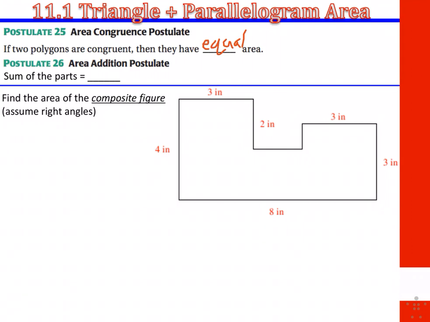And then look at this guy. The blank addition postulate shows up again. It used to be angles. It used to be segments. But basically, even in the case with area, they all boil down to the same thing, which is that the sum of the parts equals the whole.